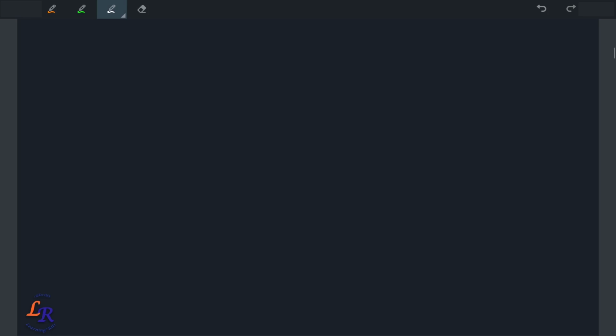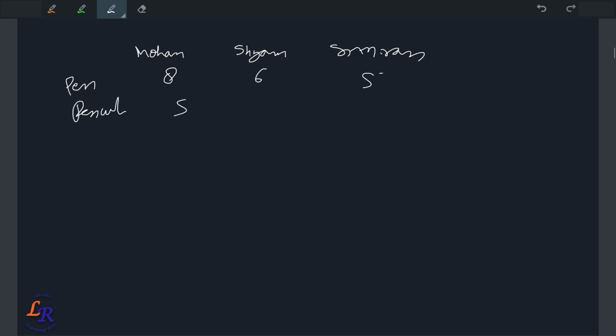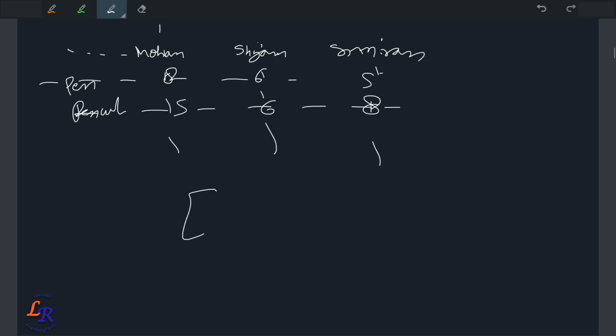You can also write something like this. You have Mohan, Syam, Simran, right? And then you can have the pen and pencil written like this, and then the same information, let's say 8 6 5 pens and 5 6 8 pencils, right? So if this is the information, now you see that these columns represent the names of your friends, and the items are represented in the rows. So you can have this information written as, right?